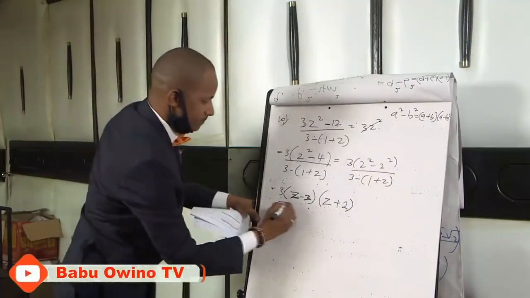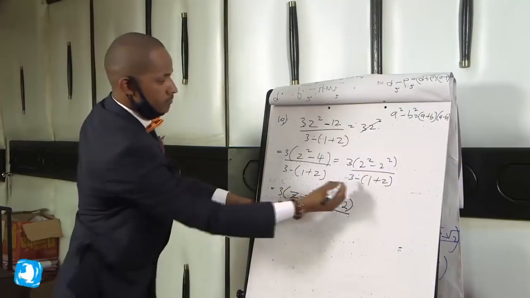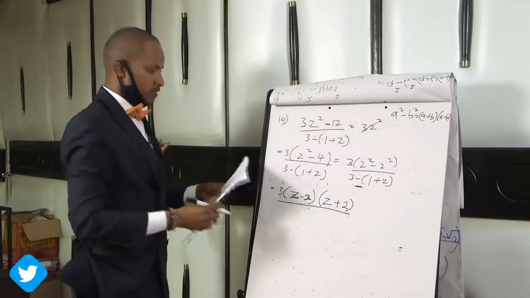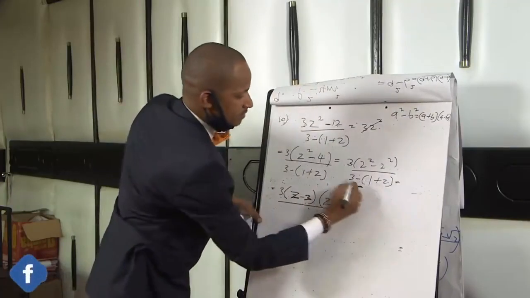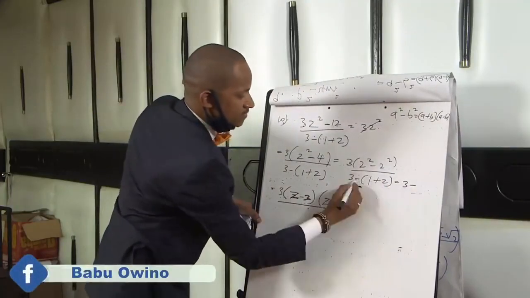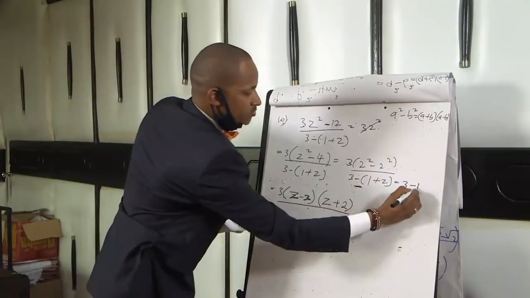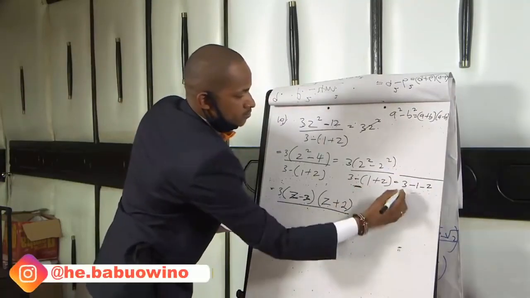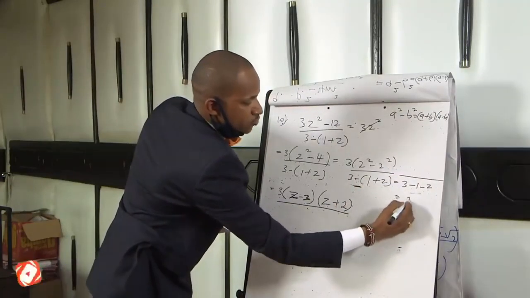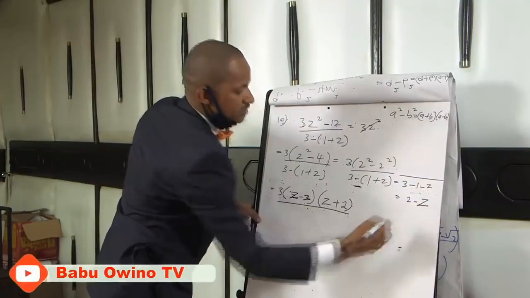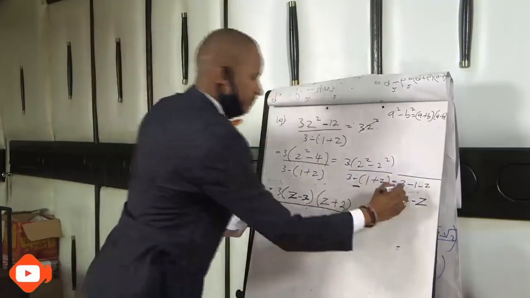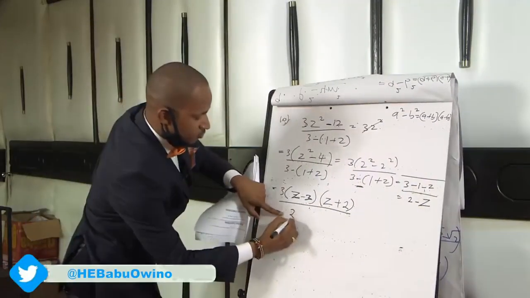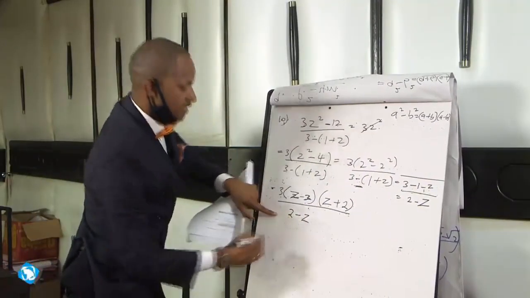Divide by... when you open up this, it becomes 3 minus 1 times 1 is minus 1, minus 1 times z is minus z. So this becomes 2 minus z. So down here we have 2 minus z.